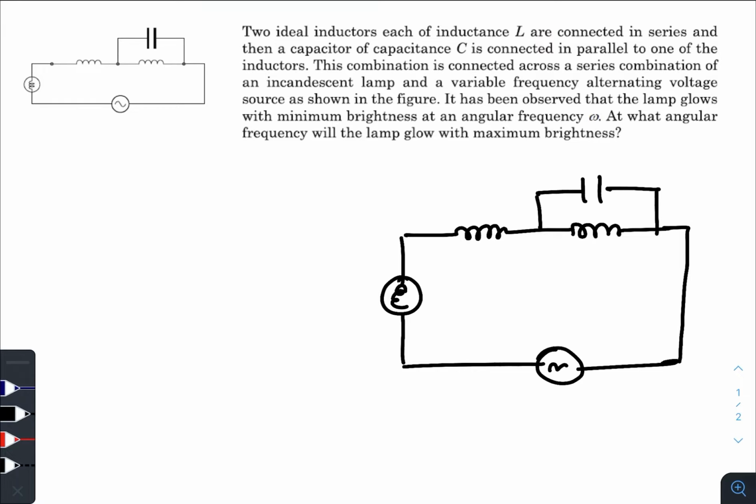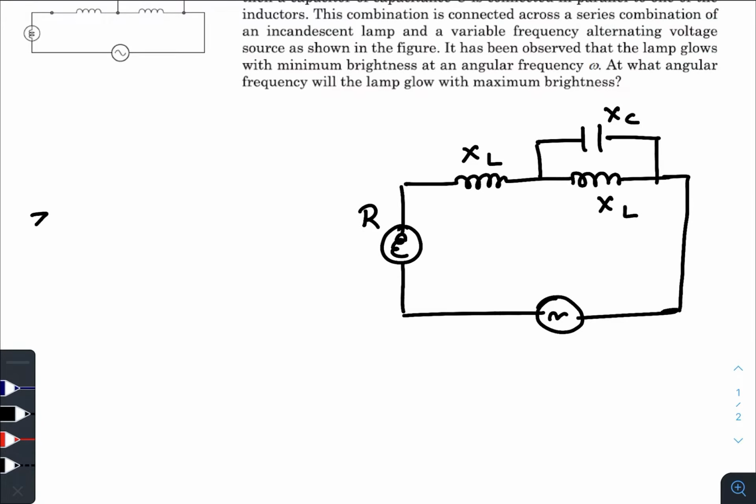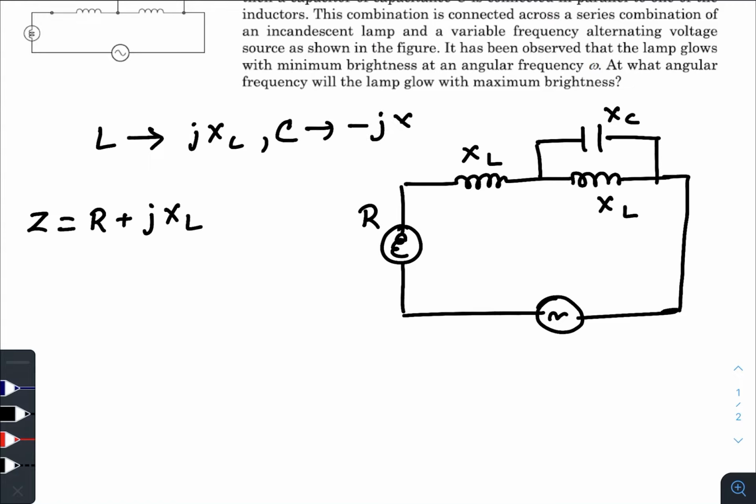Anyways, let the reactances of the inductor be XL, XC, and this one will also be XL. So these are the reactances, and there will be some resistance R for the bulb. If we write the whole impedance in complex form, we need to write R plus jXL, because for an inductor we write the impedance like this, and for a capacitor the impedance becomes minus jXC.